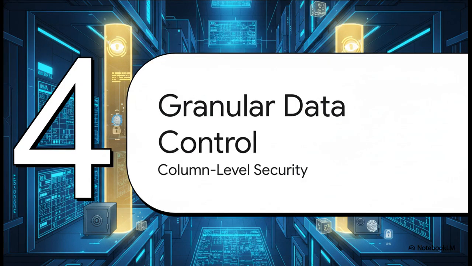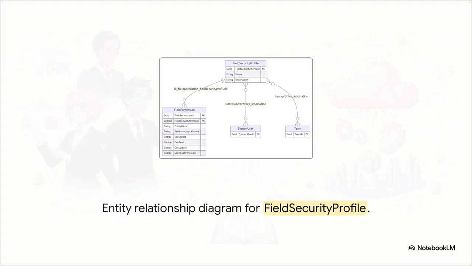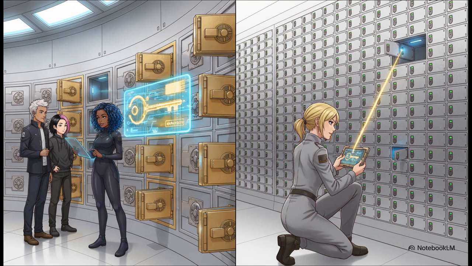All right, part four, granular data control. Let's look at column-level security. We're moving deeper into the building now. When you secure a column, it gets linked to a field security profile. That profile is then associated with specific system users or teams and finally tied down to field permissions. Those permissions explicitly define if those specific users can create, read, or update that exact piece of data. Think of securing a column like putting a highly restricted biometric safe inside a room to protect sensitive things like passwords or government IDs. As a developer, you actually have two programmatic ways to unlock those safes.